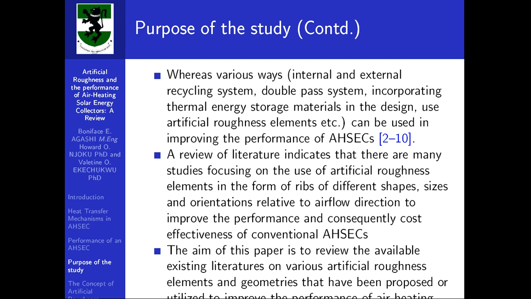A review of literature indicates that many studies are focusing on the use of artificial roughness elements in the form of ribs of different shapes, sizes, and orientations to improve the performance and the cost effectiveness of conventional air heaters. The aim of this paper is therefore to review the available existing literature on various artificial roughness elements and geometries that have been proposed or utilized to improve the performance of air heating solar energy collectors.